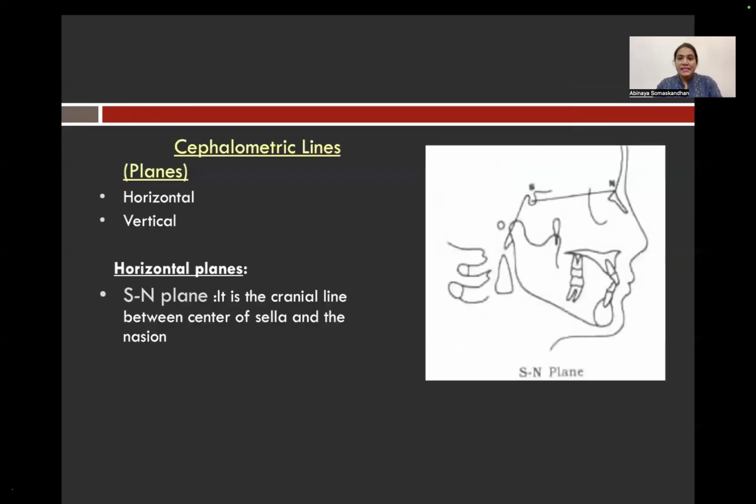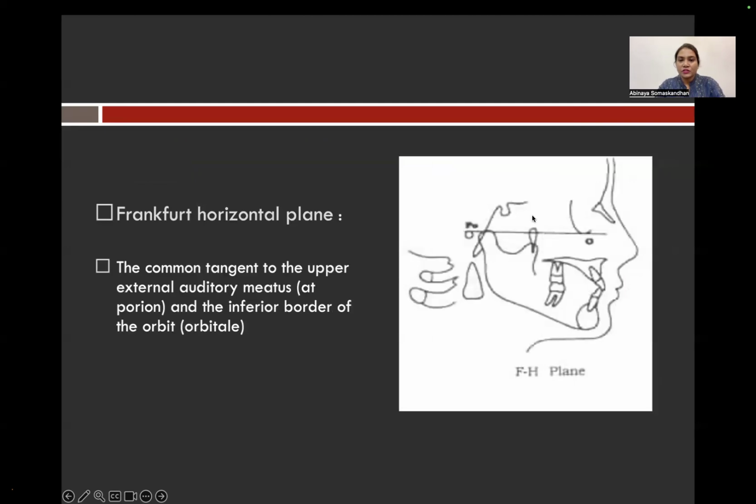Next is cephalometric lines or planes. This can be divided into horizontal lines and vertical lines. Horizontal lines or horizontal planes. The first one is the SN plane. This is basically the cranial plane, which is connecting the center of the sella and the nasion, which is the SN plane. Next is the Frankfurt horizontal plane.